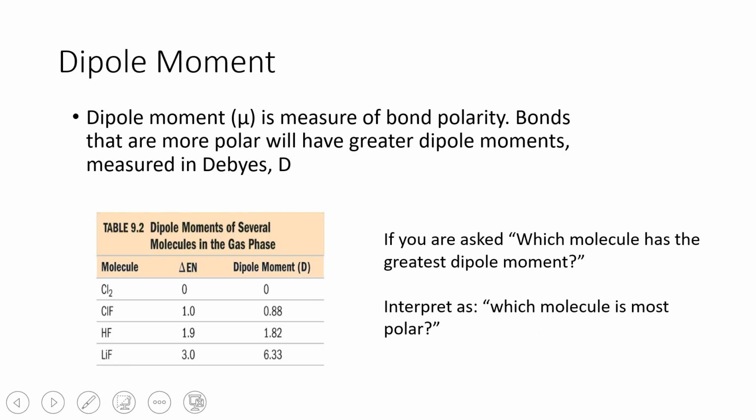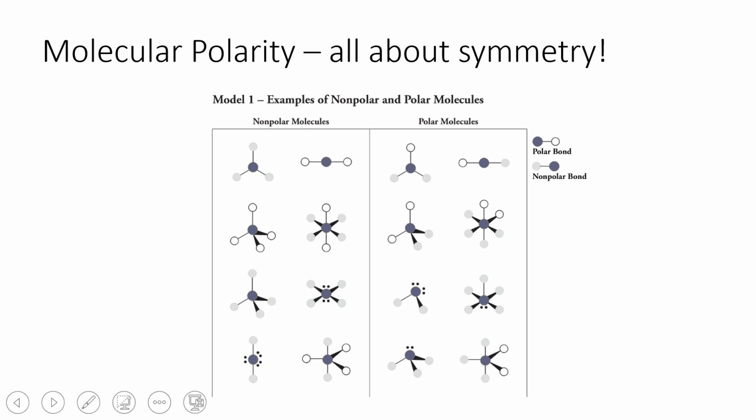A vocab term to be aware of is dipole moment. Dipole moment is a measure of bond polarity, and I mention this because you might be asked which molecule has the greatest dipole moment, and that means which molecule is the most polar. So if you hear dipole moment being mentioned, that is a measure of how polar a bond is. You won't have to calculate a dipole moment, but you just might hear it mentioned. And so that's about bond polarity.